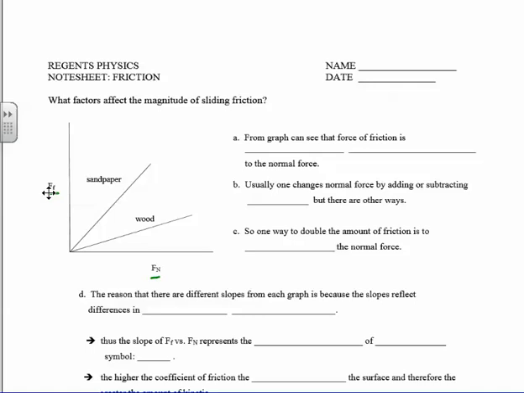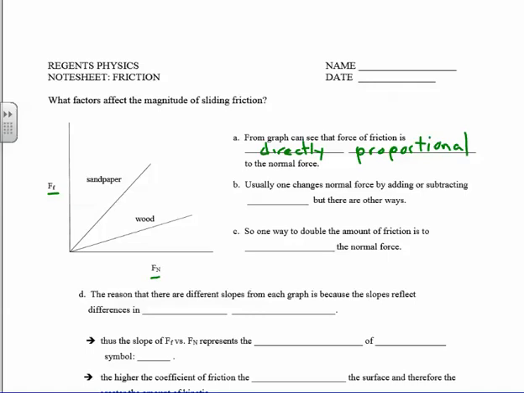One is showing sandpaper being slid across the surface with different normal forces, and the other is wood. We notice that both have a straight line. So a very important relationship is we can see that friction is directly proportional to the normal force. Okay, and that's nice and simple.